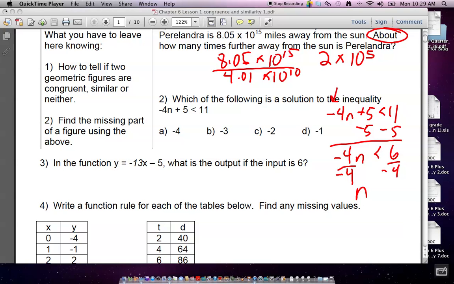Now, I would not do this if it was a positive. What did I just say? I wouldn't do it if it was positive, but I do it if it's a negative. I've got to switch the sign, because I'm negating the less than. It becomes more than. And this is negative 1.5.